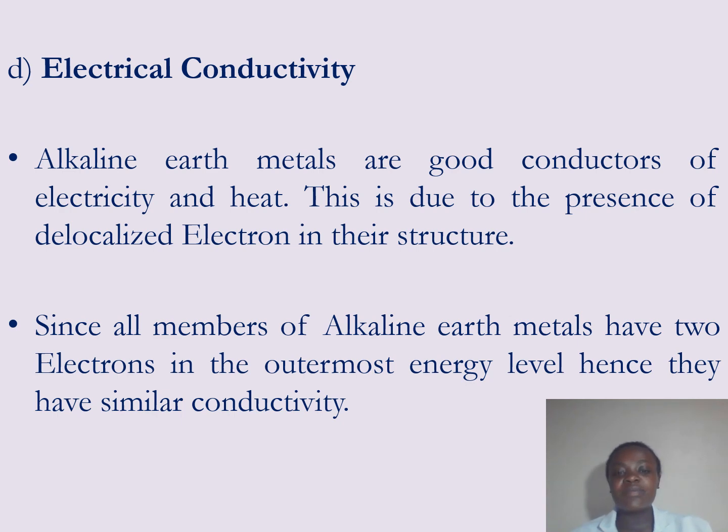All the members of the alkaline earth metals have 2 electrons in the outermost energy level. These are the electrons that are lost, so these are the delocalized electrons. And since all of them have two electrons, they have similar conductivity. We cannot say that one conducts electricity more than the other. So that is how we explain the electrical conductivity of alkaline earth metals.